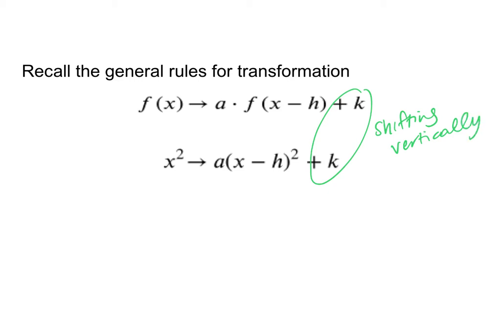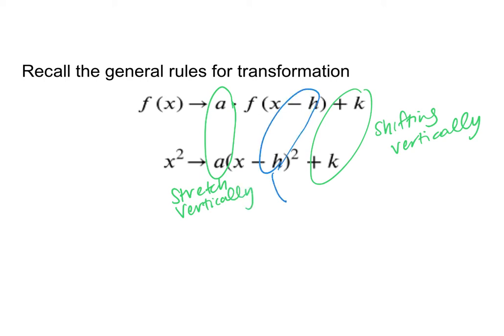Tell me if you guys find that circle distracting or helpful. We can stretch vertically. And here what we're doing is shifting horizontally, because we're affecting just the input variable, not the output variable. Inputs happen on a horizontal axis, outputs happen on a vertical axis.